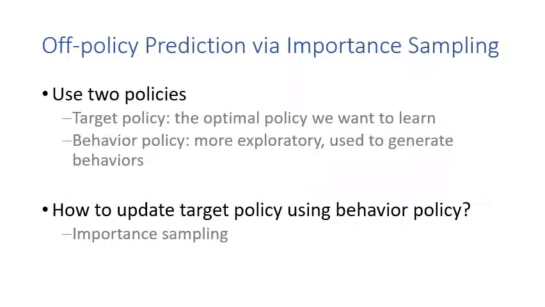Now let's see the second approach. This method is off policy prediction. As we know, the off policy strategy uses two policies. The first one is the target policy, which is the optimal policy that we want to learn, usually the greedy policy. The second is the behavior policy, which is more exploratory and is used to generate behaviors. So the question is how we can update the target policy using the behavior policy. One strategy is to use importance sampling.